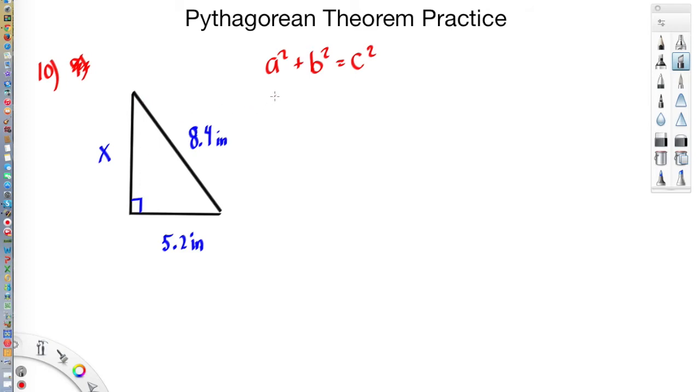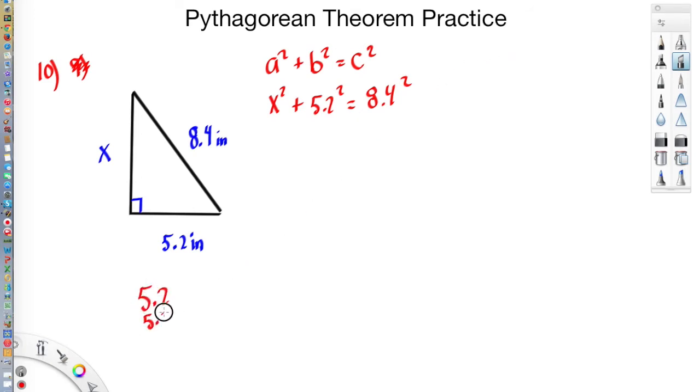We don't know our height. That's just x. Our base is going to be 5.2 to the second power. And then our hypotenuse is going to be 8.4 to the second power. Let's do our calculations over here. Well, I'll do this one first.